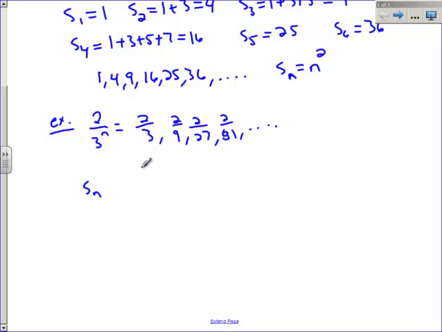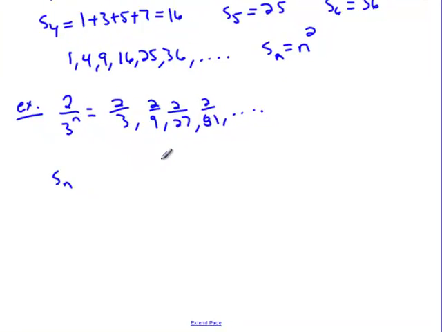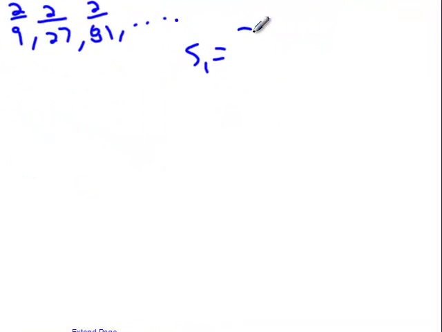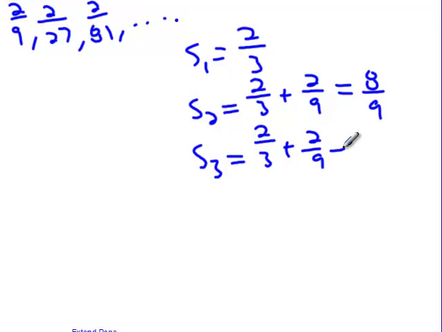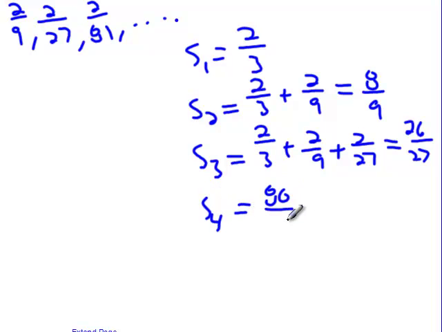Well, we need to come up with a pattern, so let's find some partial sums here. S sub 1 is just 2 thirds. S sub 2 is 2 thirds plus 2 ninths, and that works out to be, if you do common denominators, 8 ninths. S sub 3 is the sum of the first 3 terms. It's 2 thirds plus 2 ninths plus 2 over 27, and that works out to be 26 over 27. S sub 4 works out to be 80 over 81.